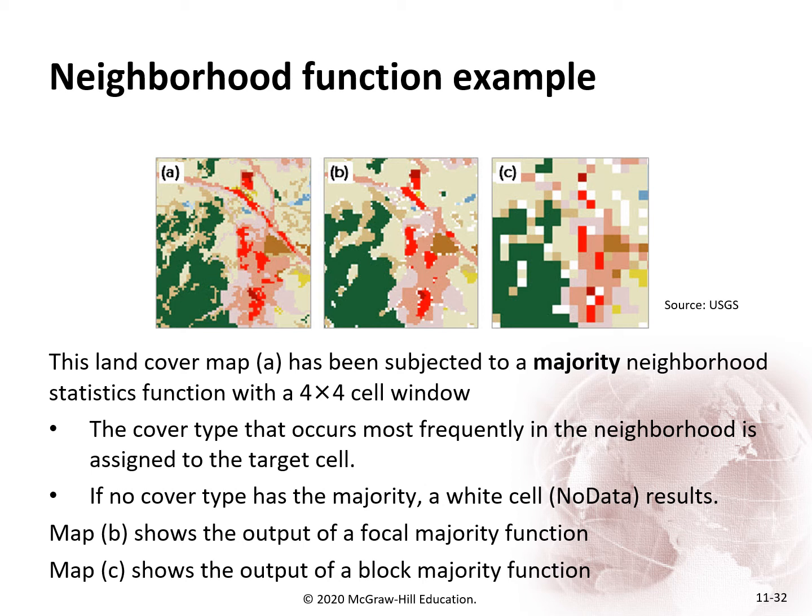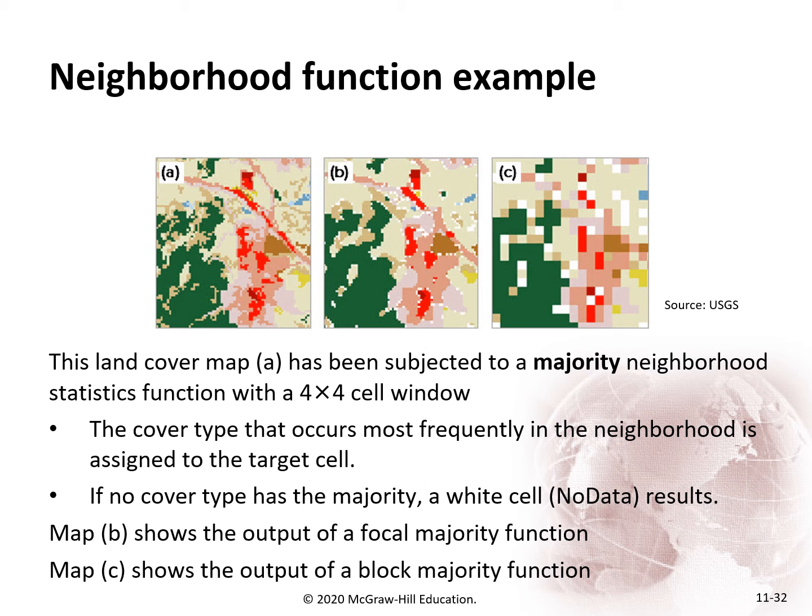Here we have a land cover map A, and we use a majority filter. So what is a majority filter? A majority filter looks at the field you're interested in, and whichever value is the most common becomes the value it uses. So if you have a 4x4 cell window, it's going to look in those 16 cells and say what's the most common value. That's the one you get.